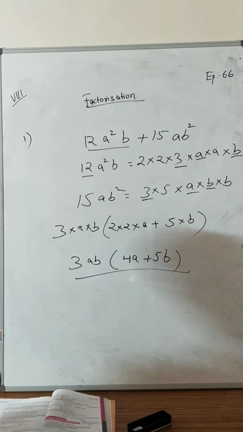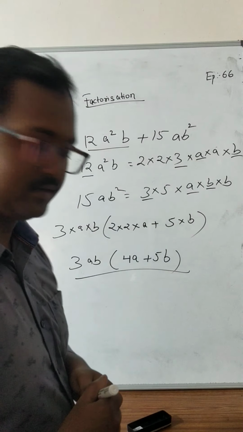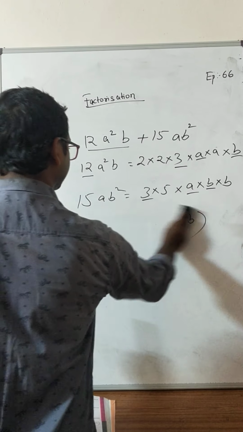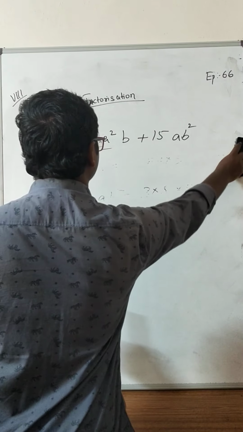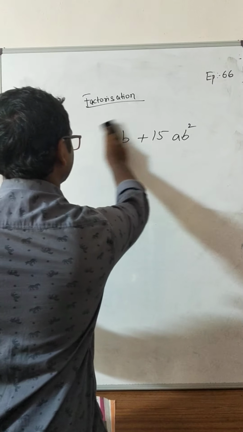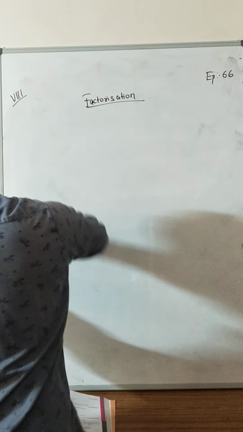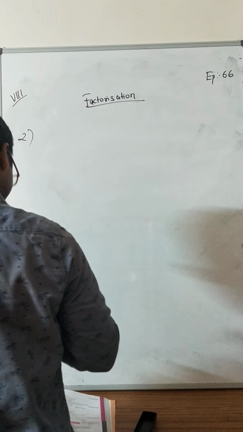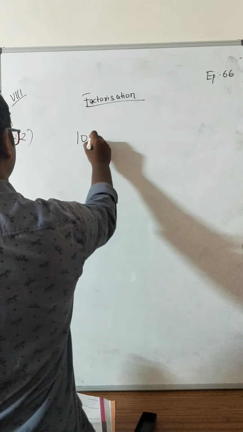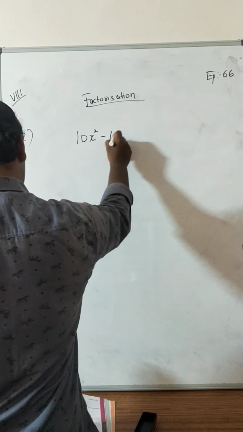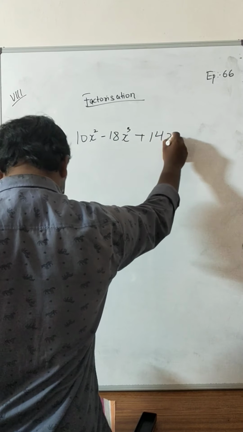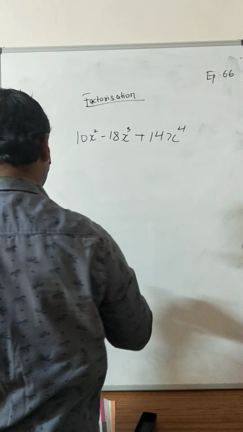Okay, so the next question is again to factorize. Example 2, again factorize 10x square minus 18x cube plus 14x to the power 4.